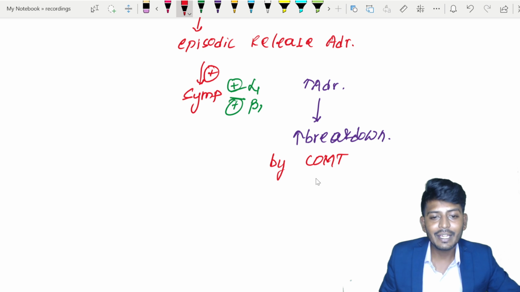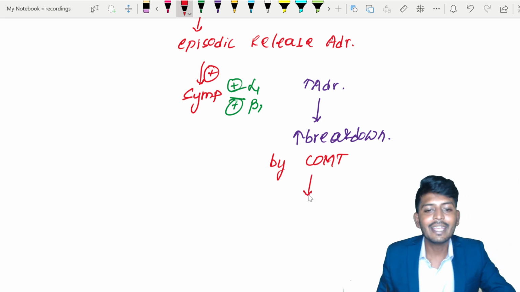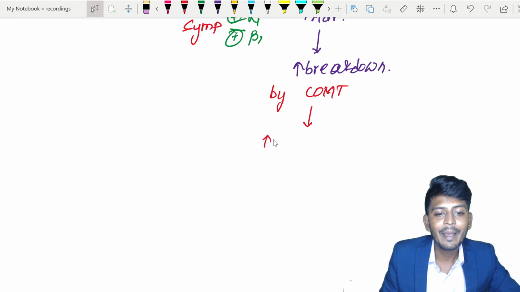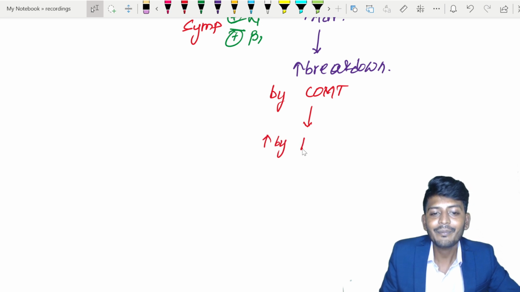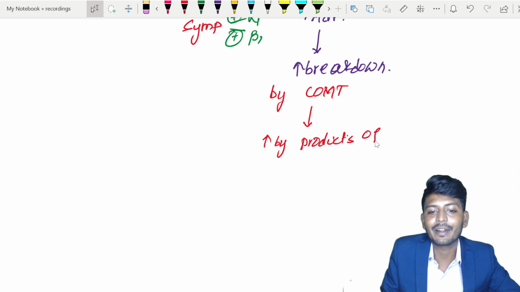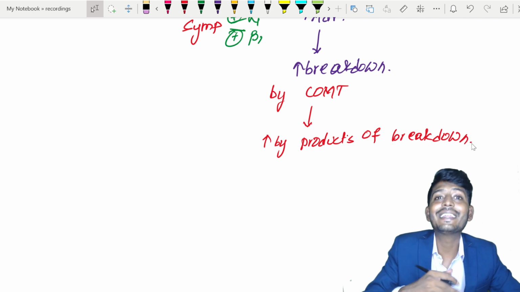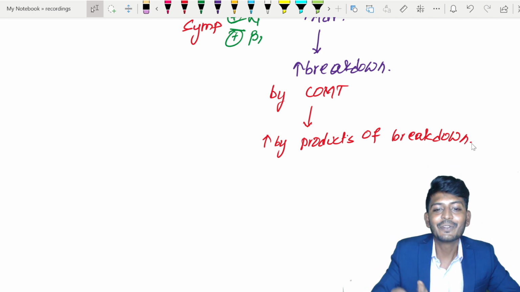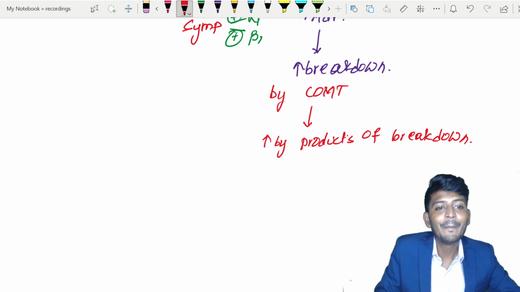So increased breakdown means there is an increase of byproducts of adrenaline. Increased byproducts of breakdown, right? So if there are increased byproducts of breakdown, now what will happen? Let's understand. So what are the byproducts of breakdown?